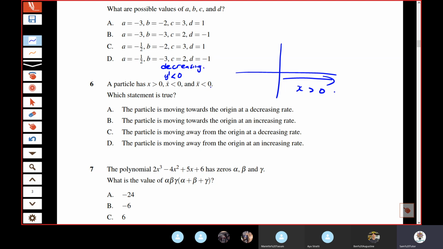X double dot, for those who remember, I think just on Monday, we literally talked about this. Y double dash is less than 0. Y double dash less than 0 means that it is a maximum. So y double dash less than 0 means the max. So that means you've got something that's here. You've got it looking like a maximum parabola, let's say, and it is decreasing.